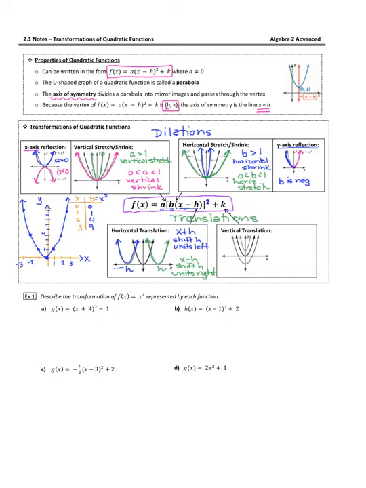Vertical is the friendlier one. Vertical is this plus k. Notice it's outside the parenthesis. Anything outside always acts exactly as you see it. So plus k means you're going to go k units up. So that would put me up here. And if I saw minus k, that would shift me k units down.